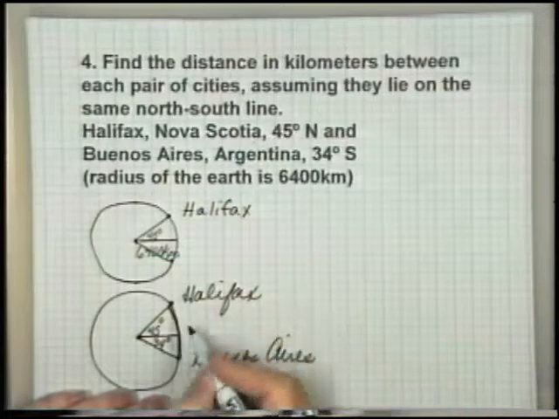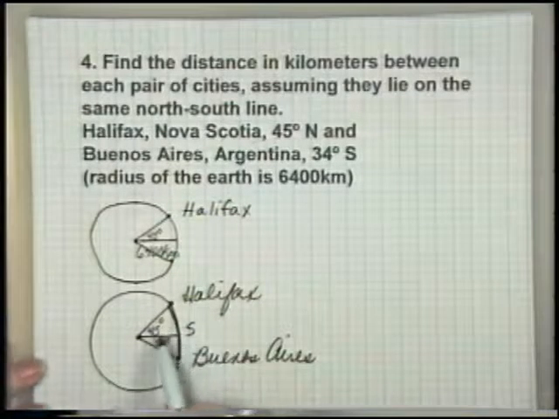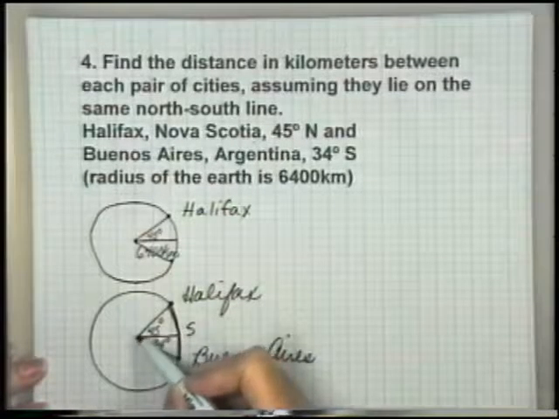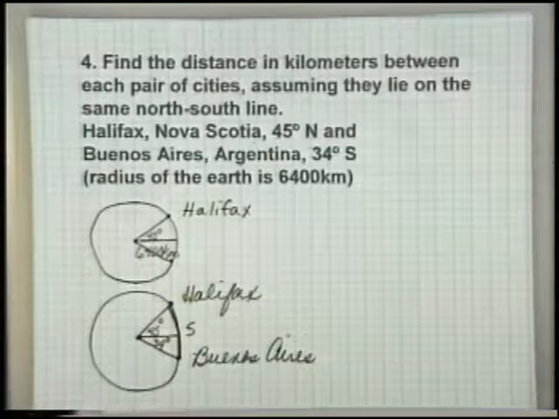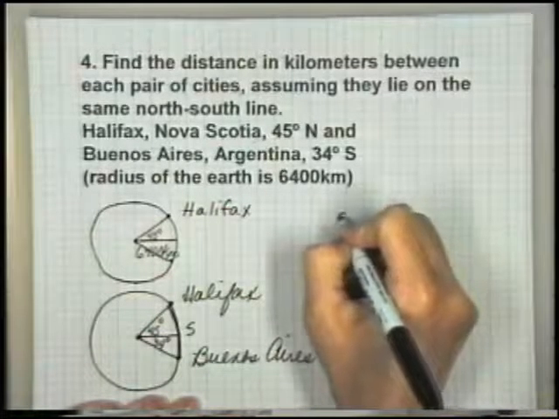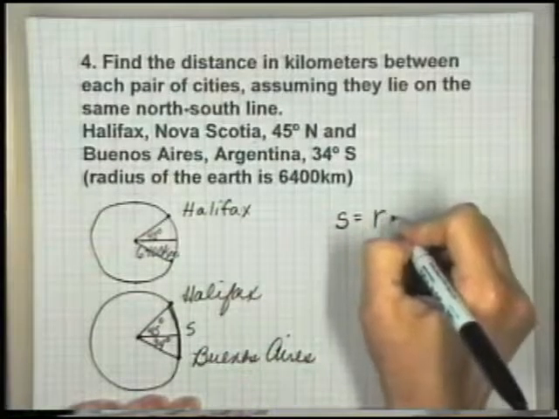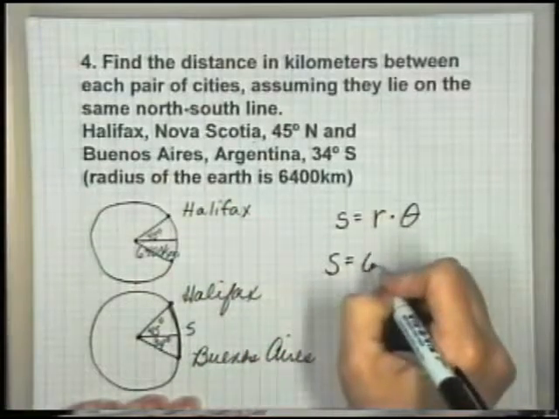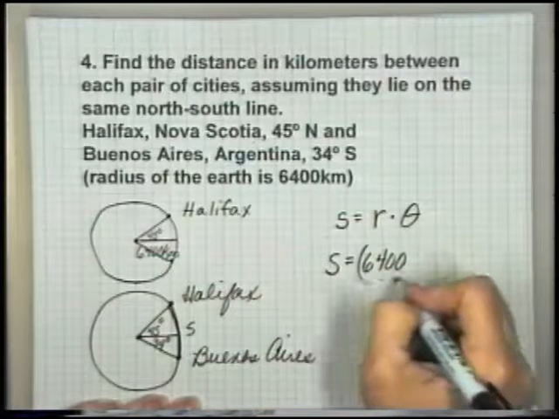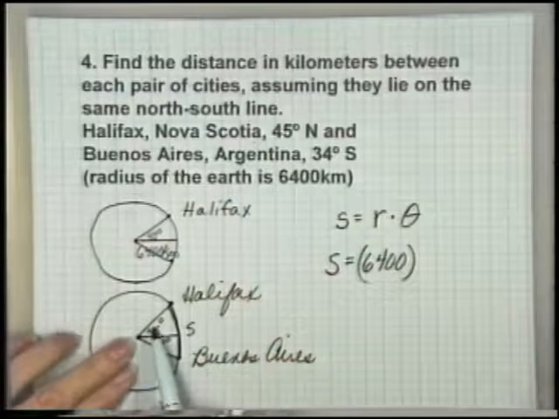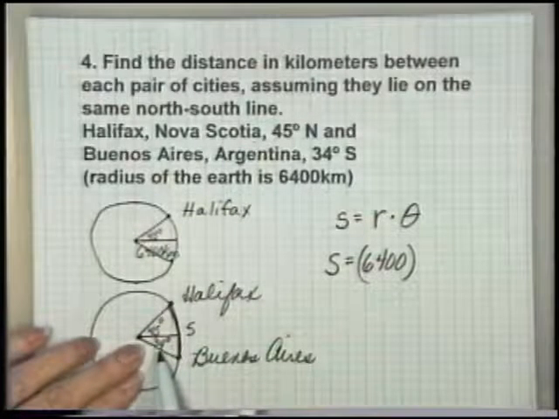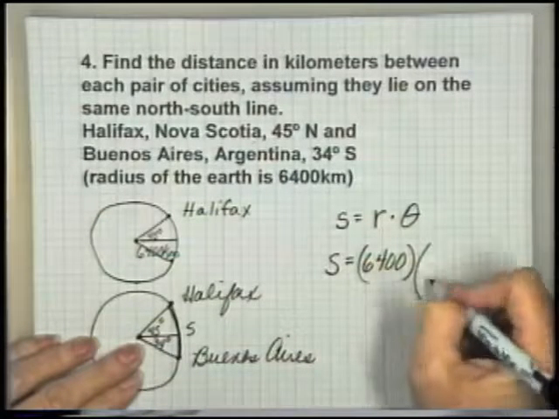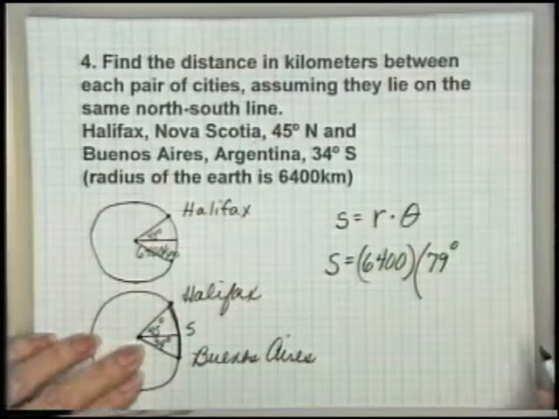Well, they're asking us to find this distance, and that would be the arc length, where the 45 degrees plus the 34 degrees would be the central angle, and then of course the radius is 6,400 kilometers. So to find S, we'll say S equals R times theta. Well, we know our R is 6,400 kilometers. But our theta, we're going to have to add the 45 degrees to the 34 degrees, and we get 79 degrees, but we can't use it like that, can we?